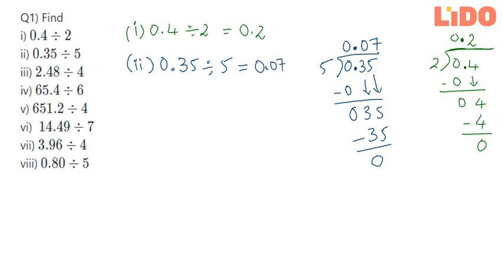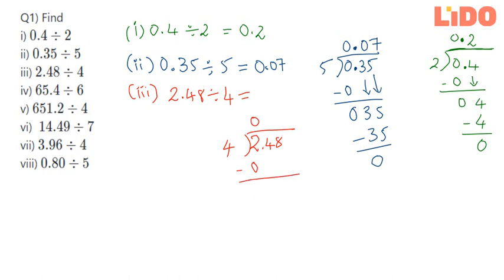Now let's do the next one. We need to divide 2.48 by 4. Now let's start with 2.48. We know that 2 cannot be divided by 4, so I'm just going to write 0 4's are 0. When I subtract, I get 2.